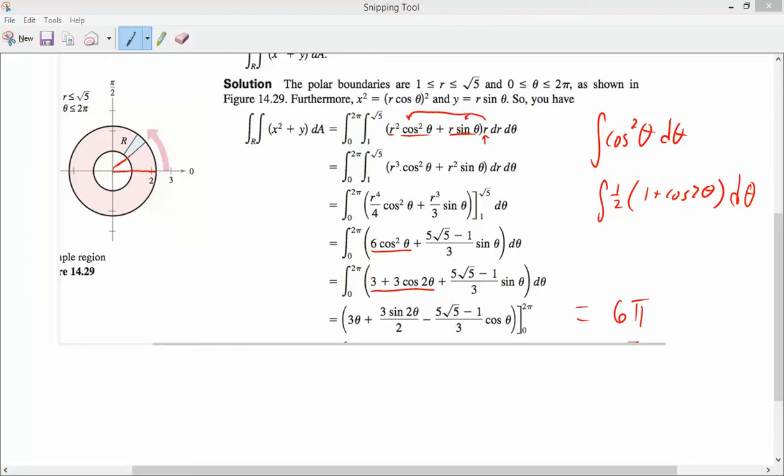Then you multiply your r in, bound your r and bound your theta, integrate your r, and you're going to have some trig stuff, so you have to rewrite things and deal with the trig. Then integrate the trig and evaluate at whatever you set your boundaries as.